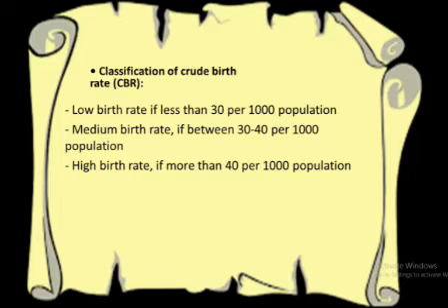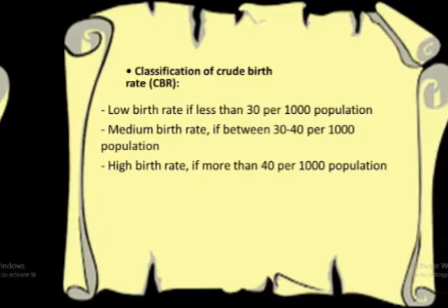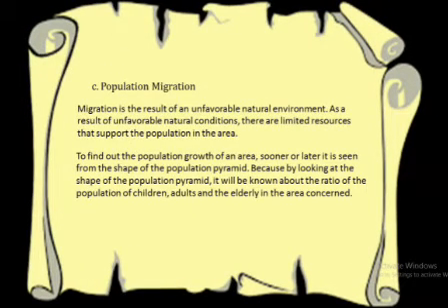Classification of crude death rates. Low mortality rate if less than 10 per 1,000 population. The mortality rate is moderate if it is between 10 and 20 per 1,000 population. High mortality rate if more than 20 per 1,000 population. Population migration. Migration is the result of the unfavorable natural environment. As a result of unfavorable natural conditions, there are limited resources that support the population in the area.